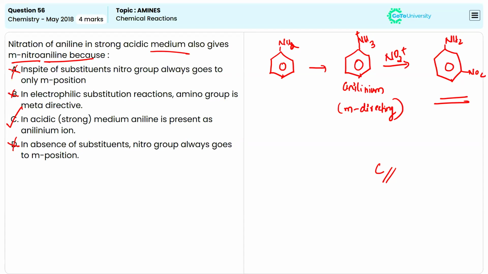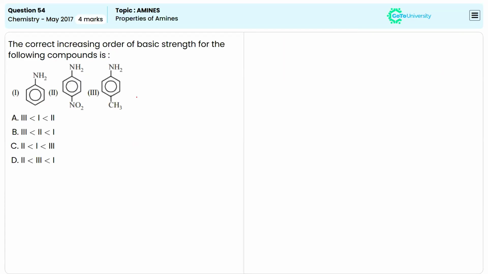Okay. So the next question. Here also we have three different compounds of amine. We have to find out the correct increasing order of basic strength of the following compounds. So we have to know what a basic property is. Basic property means the ability to release electrons or accept H plus ions, right? So which is the correct order for increasing basic strength of the given three compounds?